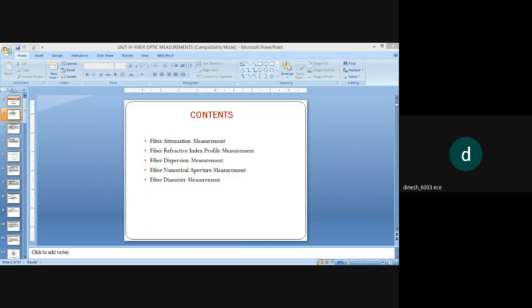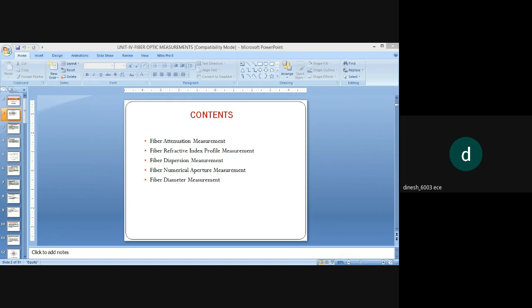Next is the refractive index. The determination of the refractive index is a major factor when we go for TIR, which is total internal reflection. So the core refractive index and the cladding refractive index are important parameters that should be measured, such that an appropriate design for the optical cable can be done. So this is the refractive index profile measurement, or the RI profile measurement.